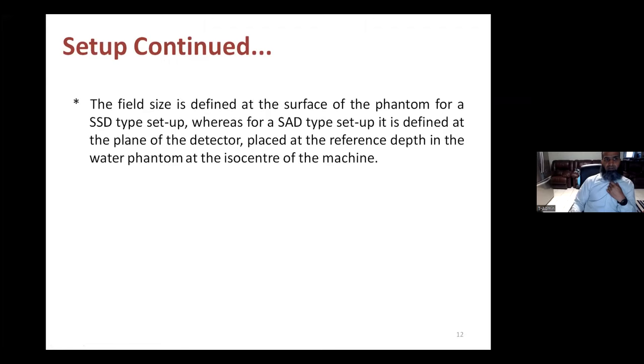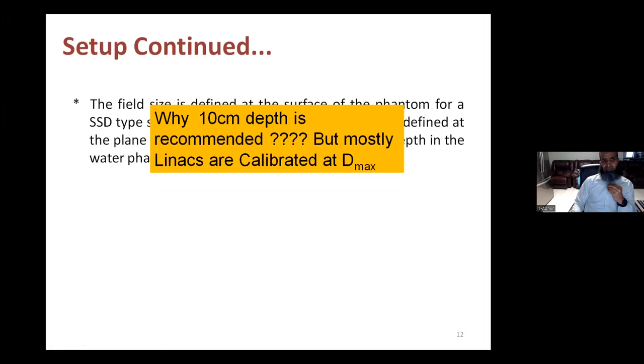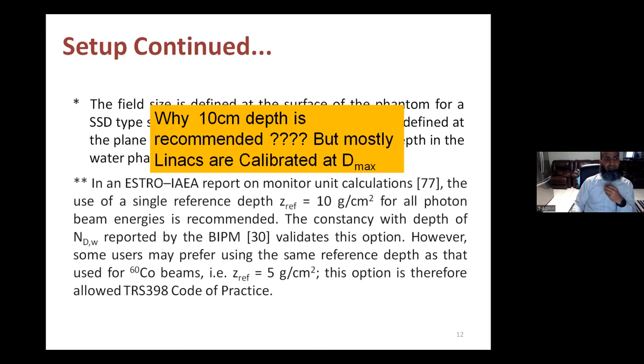So the setup continues. Okay, so the field size is defined at the surface of the phantom for the SSD setup, whereas for the SAD setup, we normally use the SAD setup in most centers, but in a few centers they are using the SSD method, like Shifa was using the SSD method, as I remember when I was there. So why is 10 centimeter depth recommended, but most linacs are calibrated at Dmax? Does anyone know that? So put your answer in the comments section.